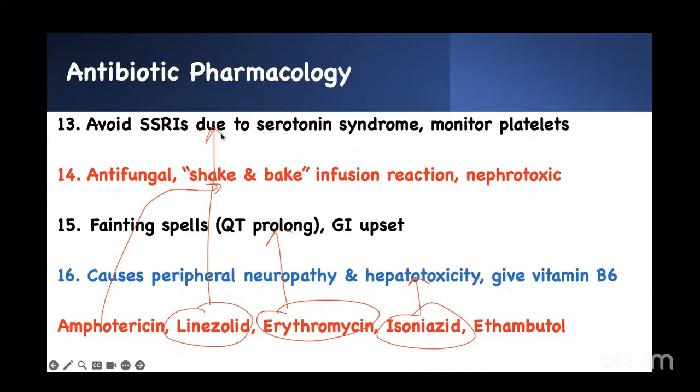You know what ethambutol does, right? Peripheral neuropathy. There's no peripheral neuropathy. It causes optic neuritis. Optic neuritis, that's ethambutol. There's no optic neuritis in the questions given to you. Therefore, you cannot pick that.